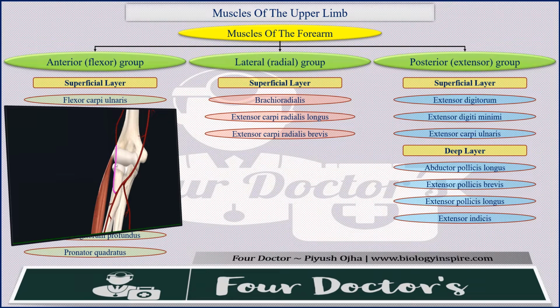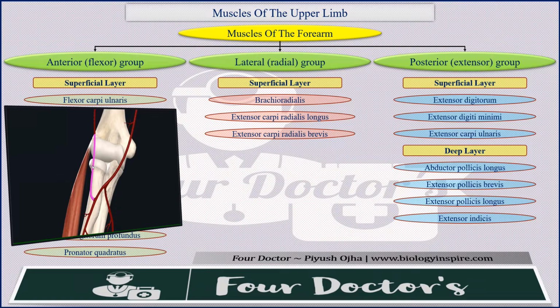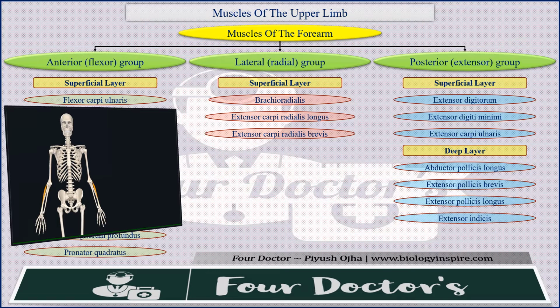So now if we study the arterial supply for this muscle, this muscle has got its arterial supply from the radial recurrent artery. The radial recurrent artery is a branch of the radial artery, while the radial artery itself arises as a lateral division of the brachial artery. So that's a tutorial on the extensor carpi radialis brevis muscle.